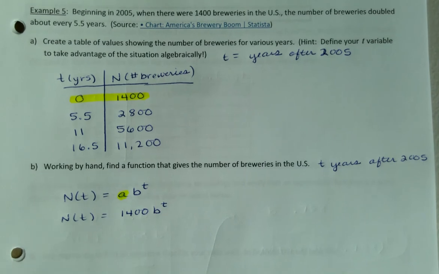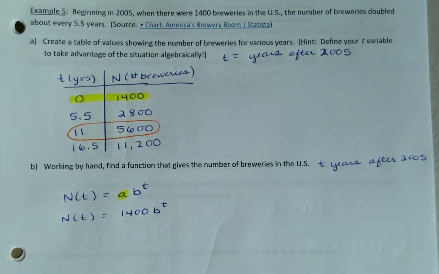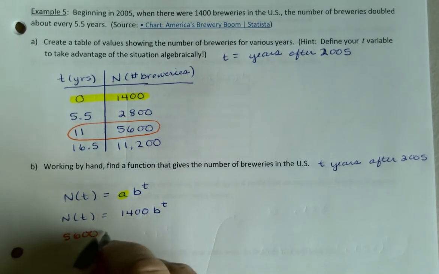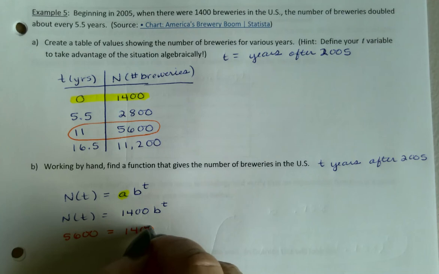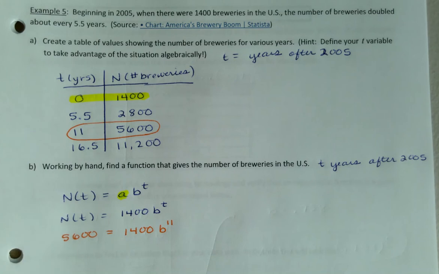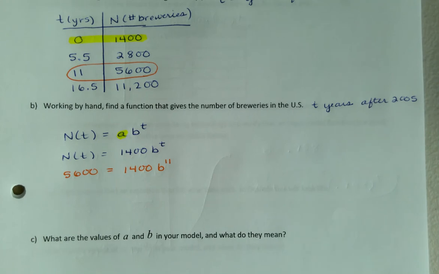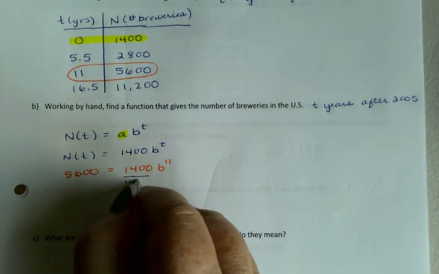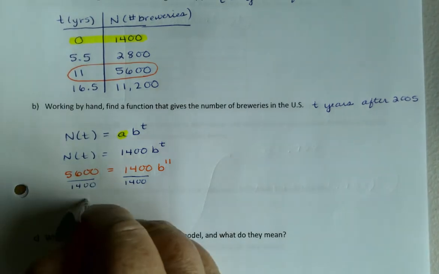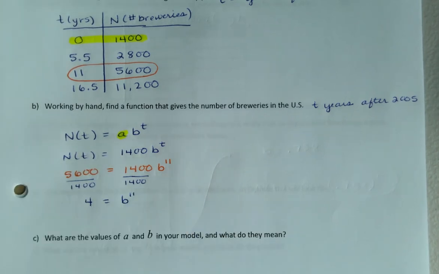I'm going to pick another year to plug in. Again, you can pick any line from the table. I'm going to go with that one just because it's got whole numbers. And I'm going to say N is 5,600 when t is 11. I want to use that now to solve for my B. So we'll divide by the 1,400. 5,600 divided by 1,400 is 4, equals B to the 11th power.